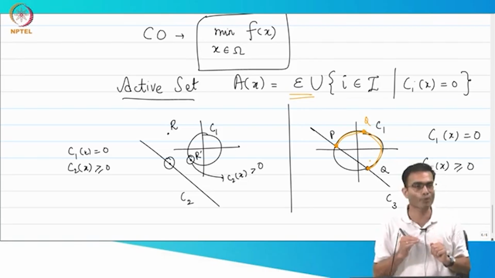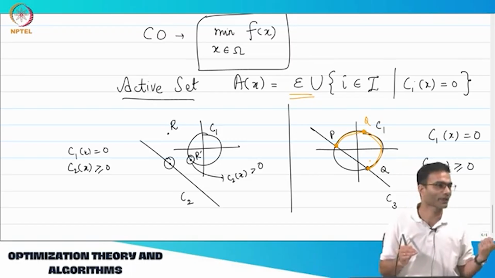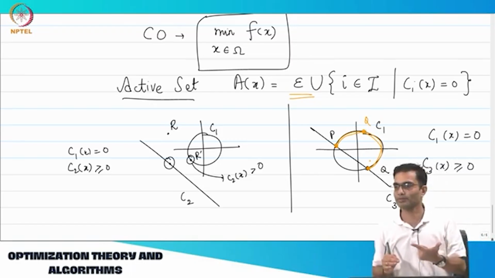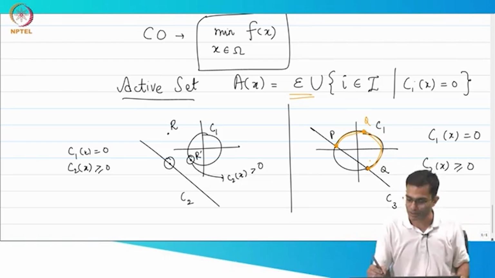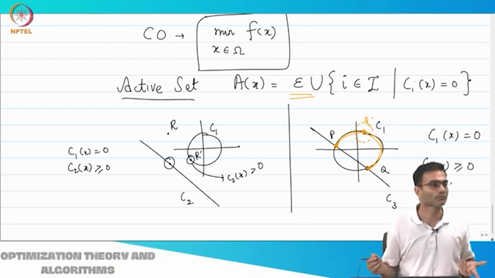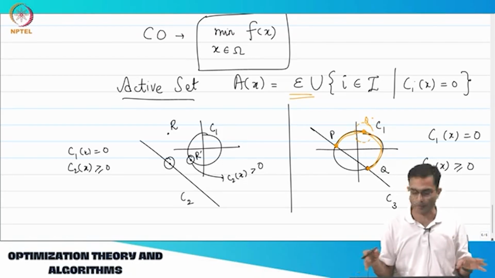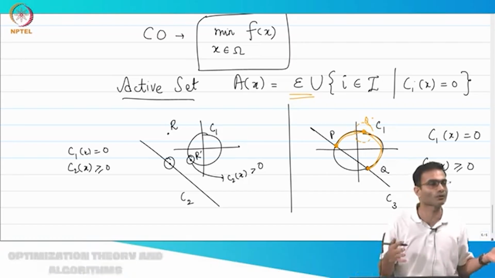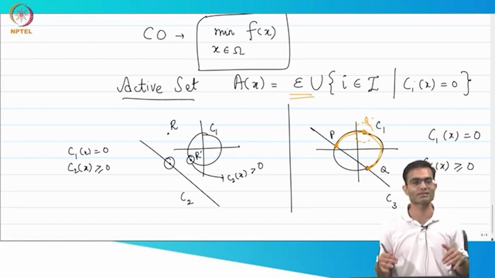Now, if I'm standing at point Q and I'm going to do first order, for example, gradient descent, or second order, for example, Newton method, those are the two things that I've used. If I'm in a small neighborhood like this about Q, do I care about C3? In a small neighborhood about Q, I'm never going to get into trouble with C3. That is the motivation behind saying C3 is inactive. I need not worry about it.